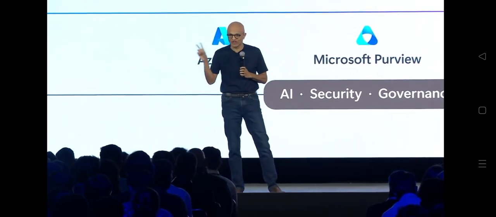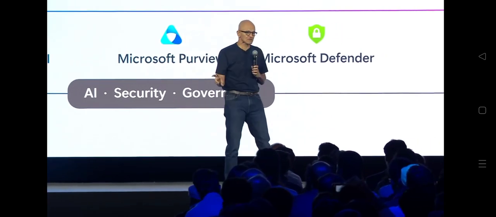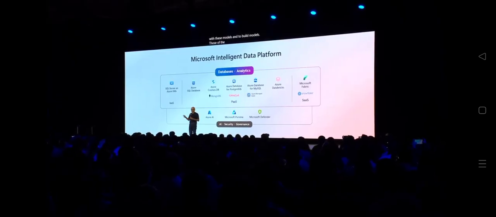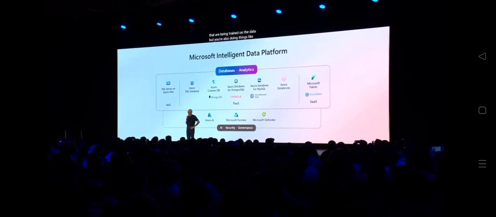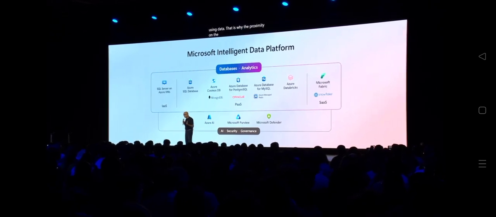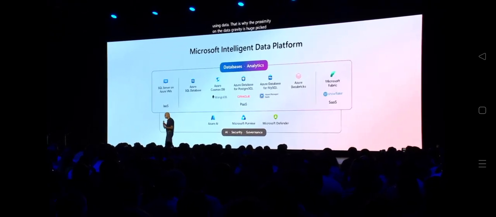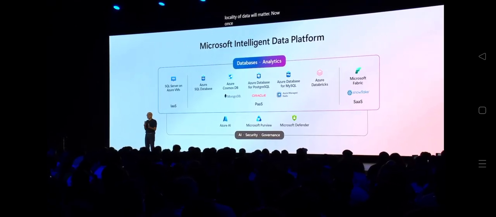Those are the two things, right? There are models that are being trained on the data, but you're also doing things like retrieval augmented generation using data. And so that's why the proximity, the data gravity, the locality of data will matter.